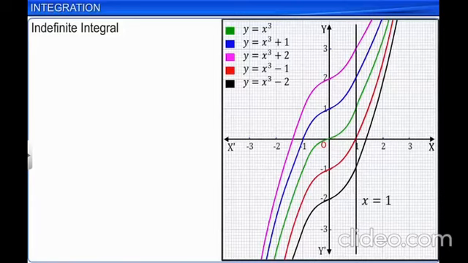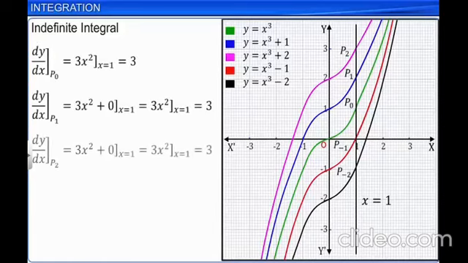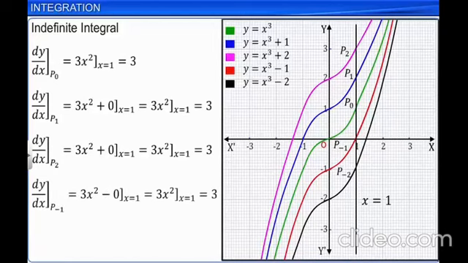The derivatives at the points of intersection of the curves with the line x is equal to 1 are equal to each other. This implies that the slopes of the tangents at the points of intersection of the curve and the lines are equal. This indicates that the tangents to the curves at these points are parallel to each other.